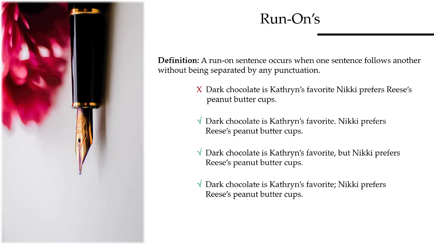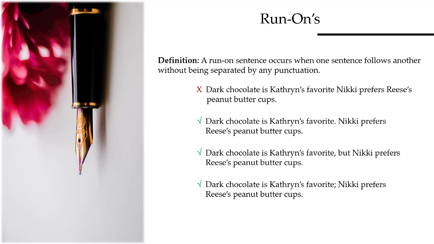Another way is to join the two with a comma and a conjunction. FANBOYS is the acronym to help you remember which words count as conjunctions. So we have for, and, nor, but, or, yet, and so. And those create the acronym FANBOYS if it helps you to remember. But conjunctions join ideas. And so you can also correct a run-on sentence by adding a comma and a conjunction.